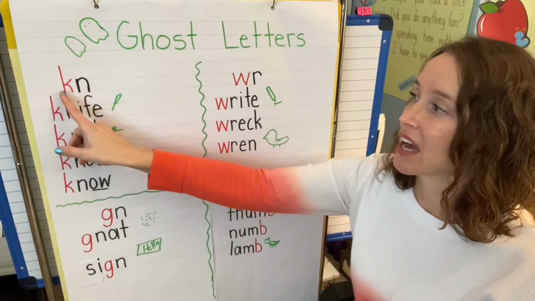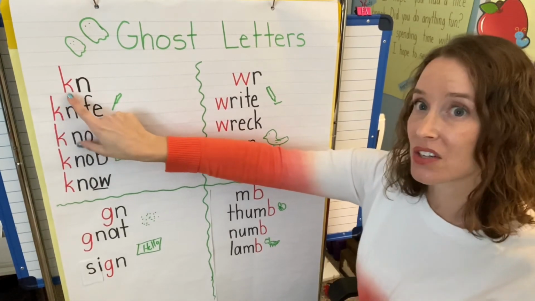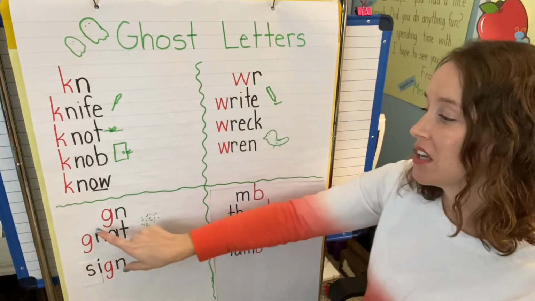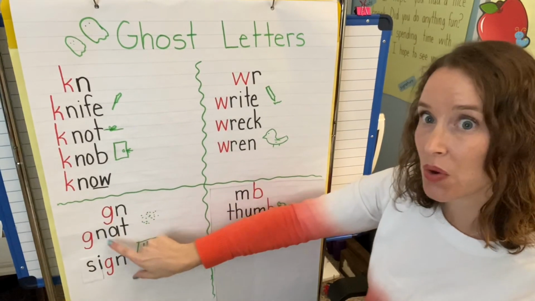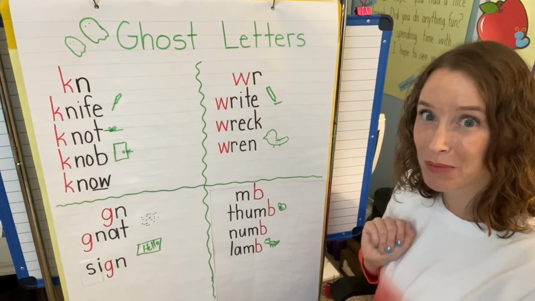So be on those lookouts for the ghost letters. The KN combination where the K is a ghost. WR where the W is a ghost. GN, G is a ghost. And MB, where the B is a ghost. All right, we're going to do some practice with this.